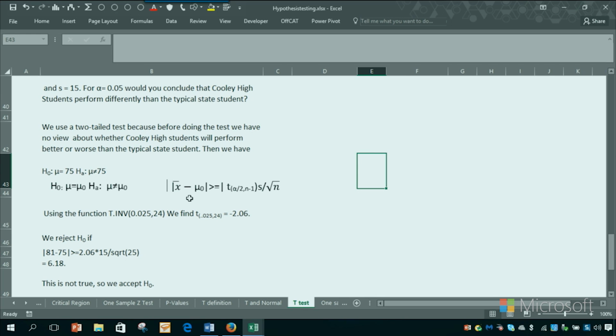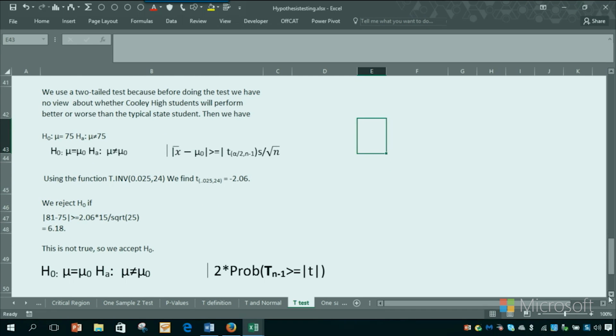So we got a sample mean of 81. We look at the absolute value of 81, absolute value because it's a two-tailed test, minus 75, that's 6. We say, is that greater than or equal to 2.06 times the sample standard deviation of 15 divided by the square root of the sample size 25? So that's 15 divided by 5 is 3 times 2.06 is 6.18. 6 is not greater than or equal to 6.18. We don't have sufficient proof to reject the null hypothesis, so we'd accept the null hypothesis that the Cooley High students are basically the same in ability as the state.